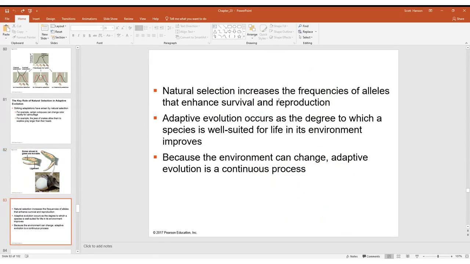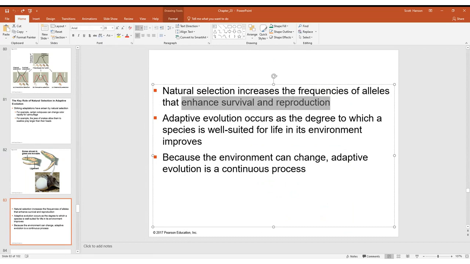So natural selection increases the frequencies of alleles that enhance survival and reproduction. So in other words, it increases those alleles that help the individual be more fit under certain environmental conditions. And adaptive evolution occurs as the degree to which a species is well suited for life in its environment improves. So it occurs as it becomes more well suited for its environment.